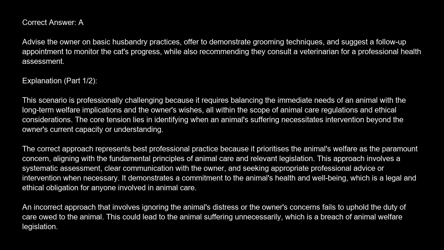The core tension lies in identifying when an animal's suffering necessitates intervention beyond the owner's current capacity or understanding. The correct approach represents best professional practice because it prioritizes the animal's welfare as the paramount concern, aligning with the fundamental principles of animal care and relevant legislation. This approach involves a systematic assessment, clear communication with the owner, and seeking appropriate professional advice or intervention when necessary. It demonstrates a commitment to the animal's health and well-being, which is a legal and ethical obligation for anyone involved in animal care.